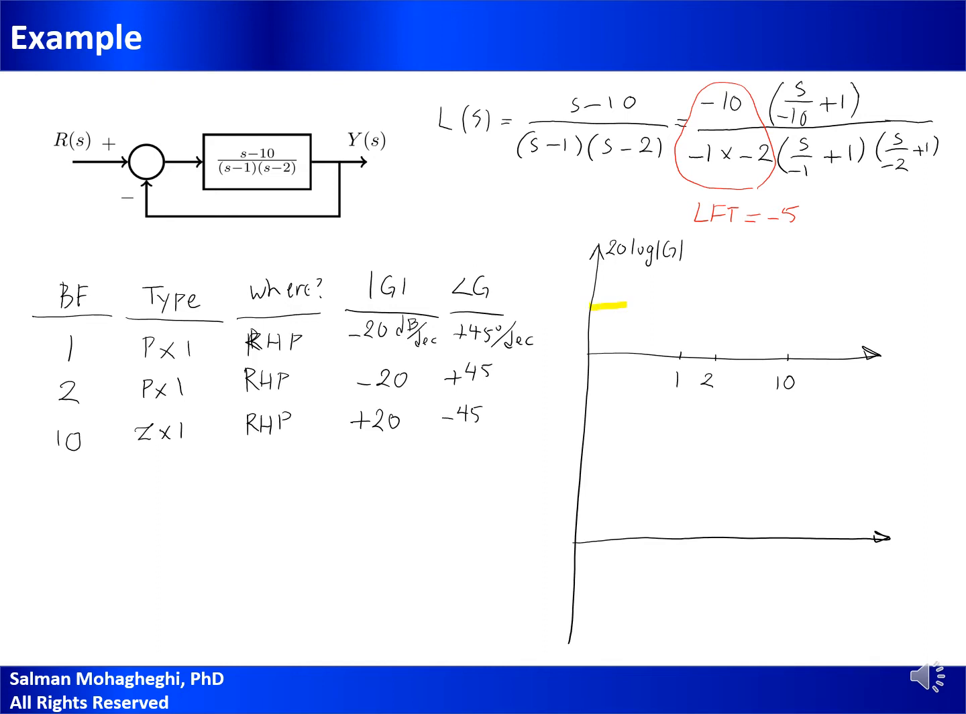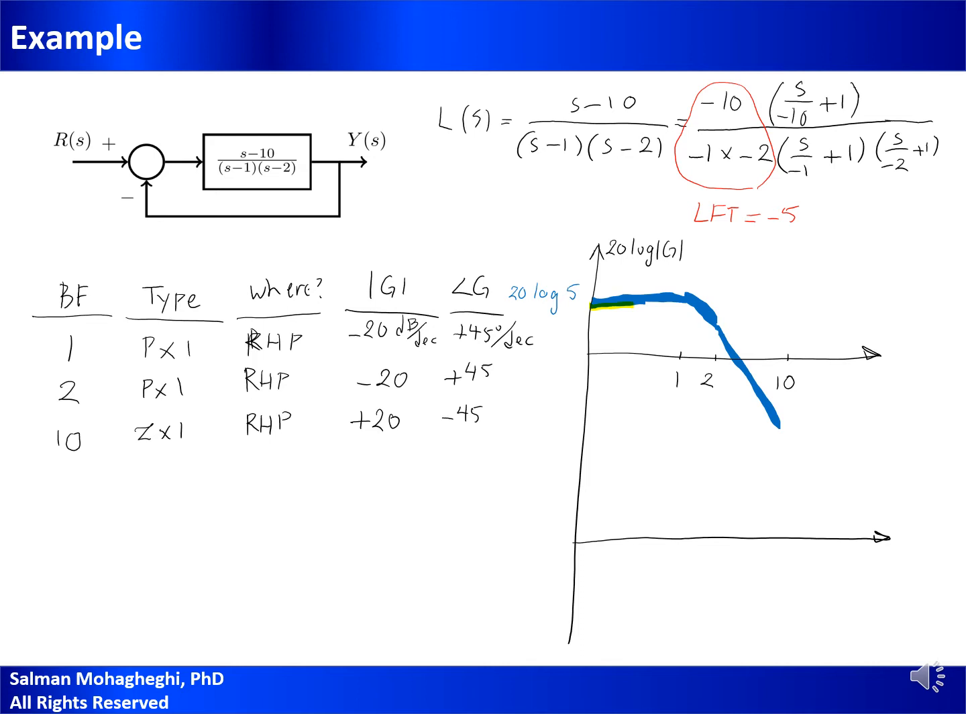So this would be, let me use a different color. Let's say this is 20 log of 5. So I would say this is 20 log of the absolute value of minus 5, which is 20 log of 5. Then, when you get to 1, this is your first pole, so you're going to start with a negative 20 dB per decade. When you get to 2, that's going to be the second pole, so you add another negative 20 dB per decade.